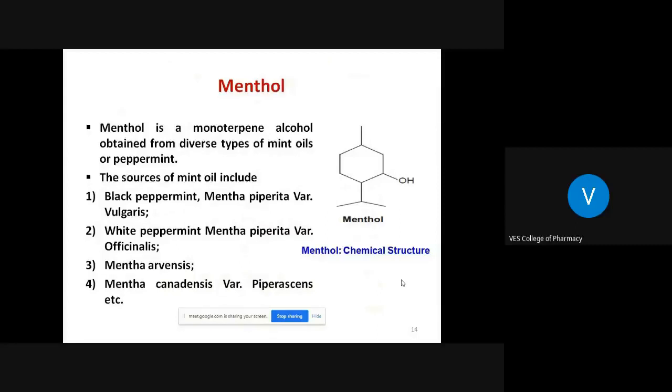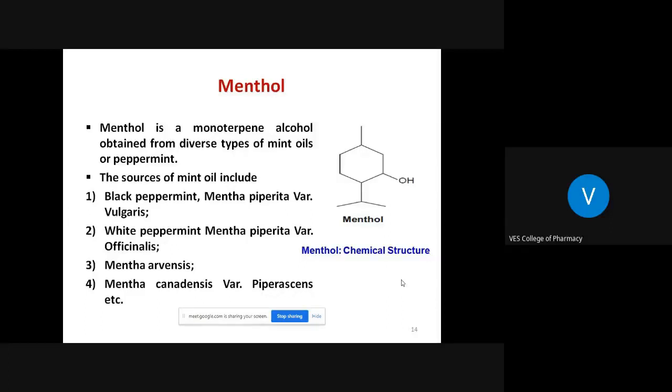Now, coming to the specific drugs or phytoconstituents given in the syllabus, we go to the first drug, that is menthol. Now, what is menthol? Menthol is a monoterpene alcohol. It is an alcohol containing volatile oil obtained from diverse types of mint oil. There are several different sources of mint oil. It includes black peppermint, that is Mentha piperita var. vulgaris, white peppermint, Mentha piperita var. officinalis, Mentha arvensis, and lastly, Mentha canadensis var. piperascens, belonging to family Labiatae.